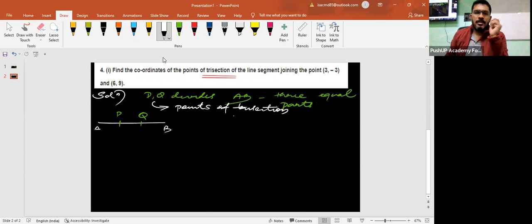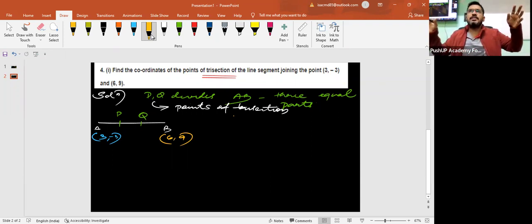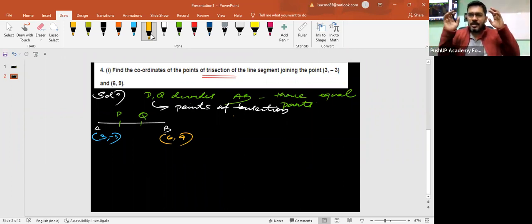Write it down. Now, in this case, find the coordinates of the points of trisection of the line segment joining (3, -3) and (6, 9). Let me assume the coordinates of point A is (3, -3), and the coordinates of point B is (6, 9). They both are joined to form a line segment AB. Now we have 2 points P and Q which are points of trisection.